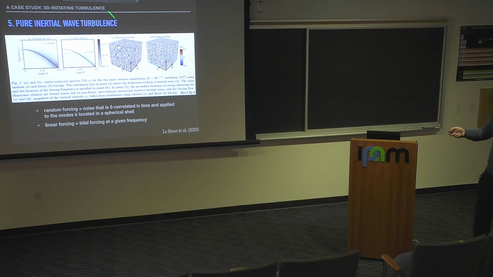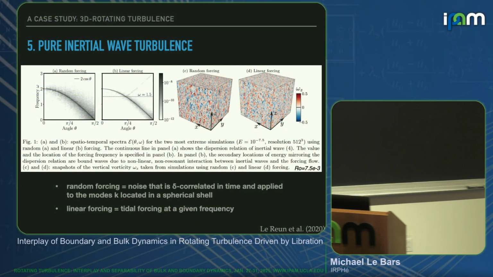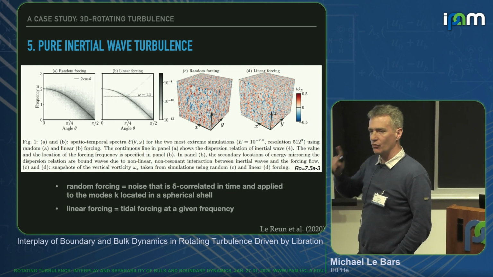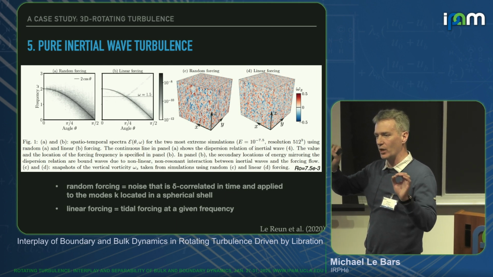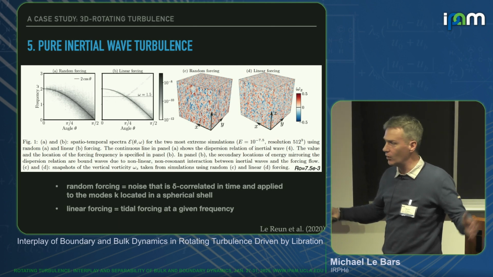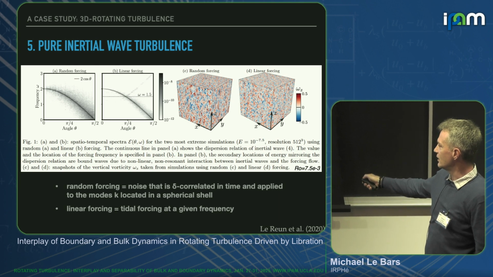Just before that, I showed you this case with what we call a linear forcing, which is actually a tidal forcing at one given frequency, omega. So we force one frequency, but we don't select the wave number. For a given frequency, we can have a large range of wave numbers, but we end up with energy only here, in this type of flow.